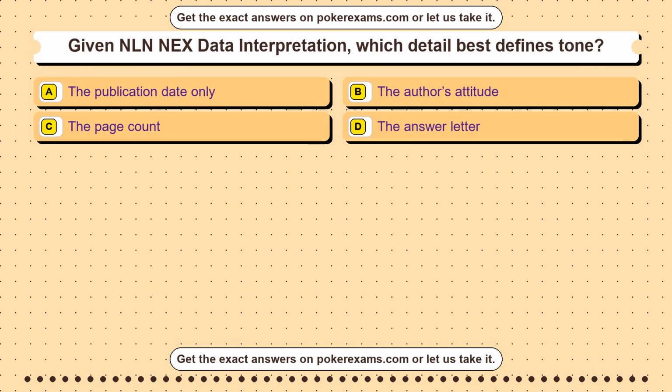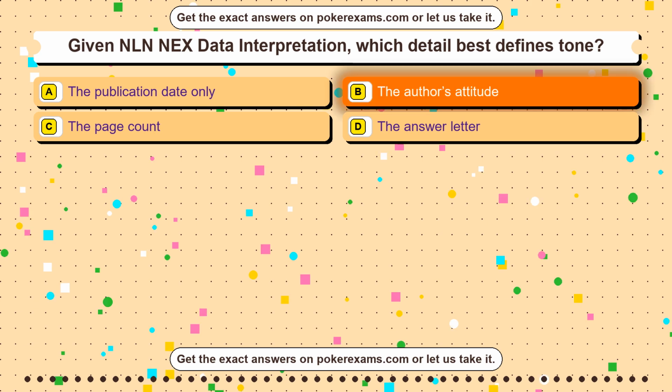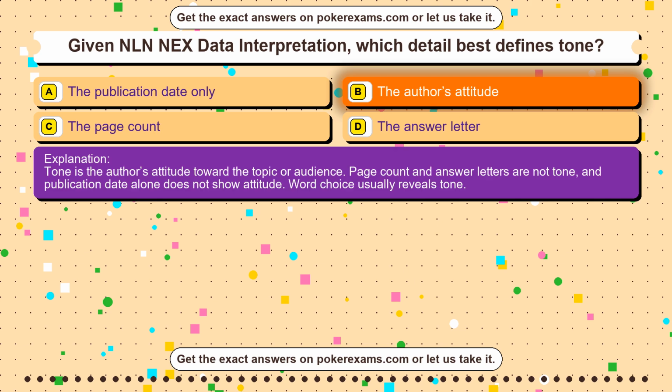Question 8. Given NLN NEX Data Interpretation, which detail best defines tone? Option A. The publication date only. Option B. The author's attitude. Option C. The page count. Option D. The answer letter. The correct answer is option B. The author's attitude. Tone is the author's attitude toward the topic or audience. Page count and answer letters are not tone, and publication date alone does not show attitude. Word choice usually reveals tone.